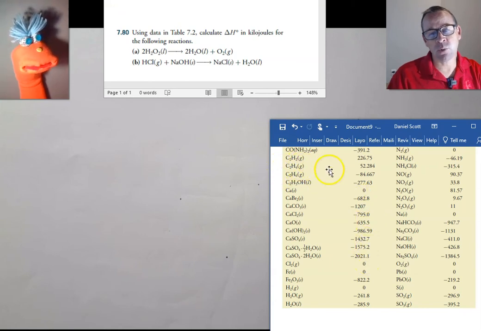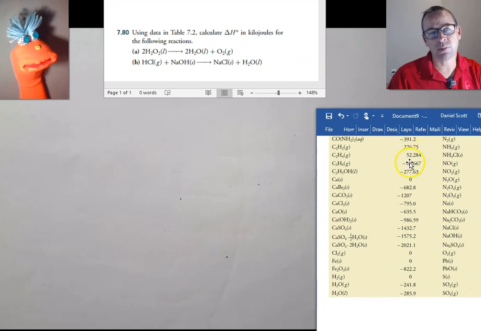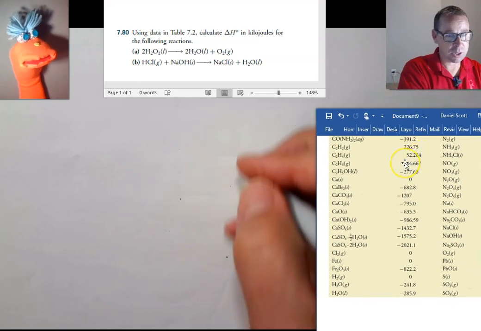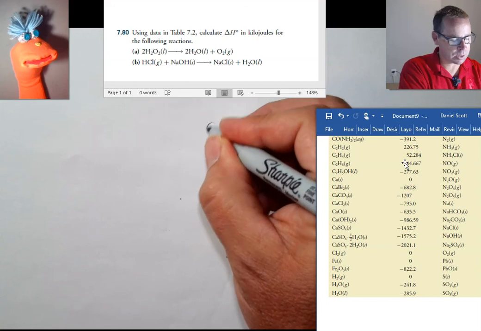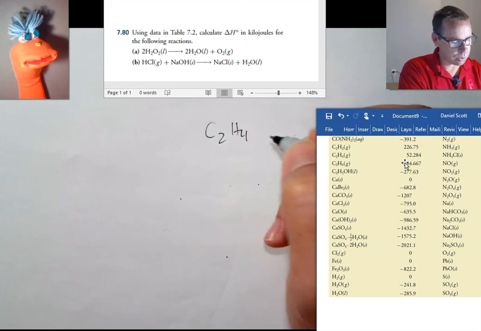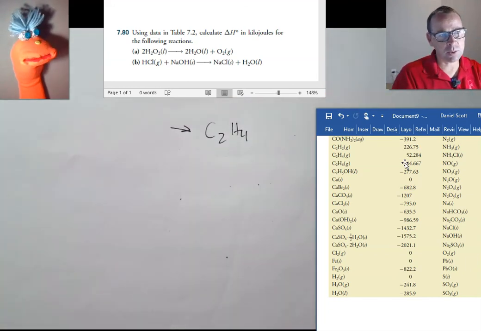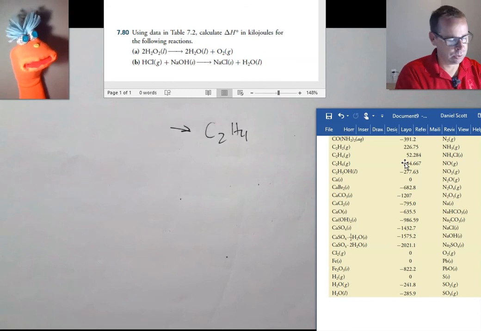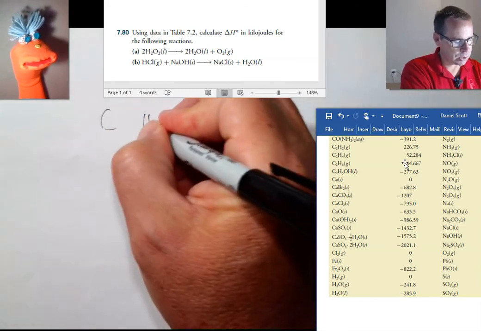If they're always going to release energy, why are some of the delta H formations positive? Like C2H4, for example, 52.284, it's a positive value. Why is that? Let's look at the delta H formation for that reaction. C2H4, to form that, what do we need? Carbon and hydrogen. Very good, carbon and hydrogen gas.